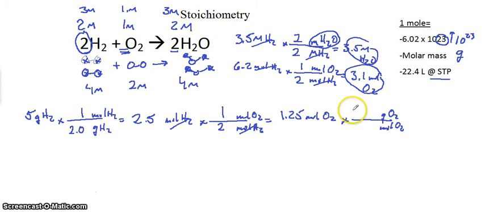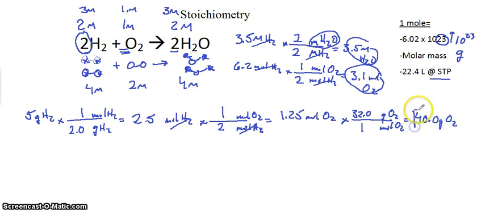I have 2 of them, so it would be 32.0 grams per 1 mole. So then if you just do your math, that's going to be, if I'm doing my math correctly, 40.0 grams of O2.